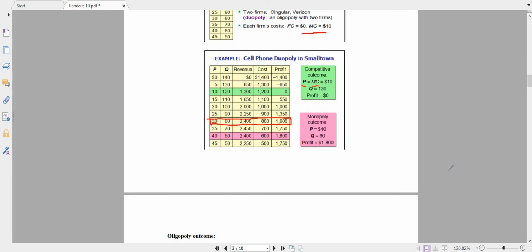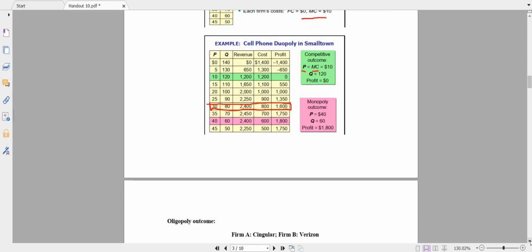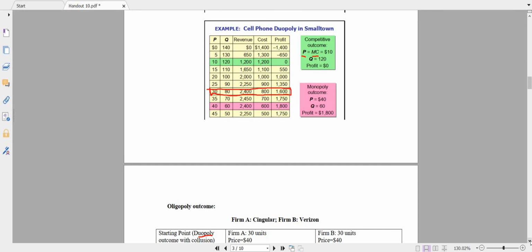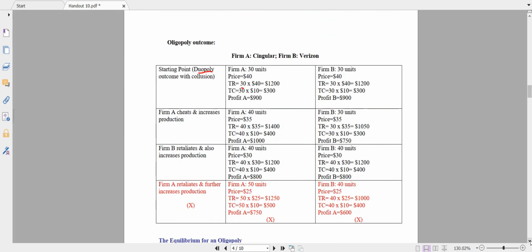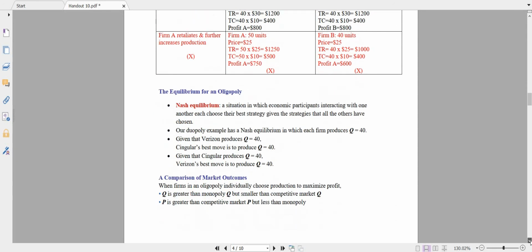So this point, the equilibrium that we have just identified, there's a special name for this equilibrium. This is called the Nash equilibrium. Nash was a mathematician who actually laid the foundation for game theory or strategic decision making. So in honor of his name, this equilibrium is referred to as the Nash equilibrium. Okay, so the equilibrium of an oligopoly is called the Nash equilibrium.